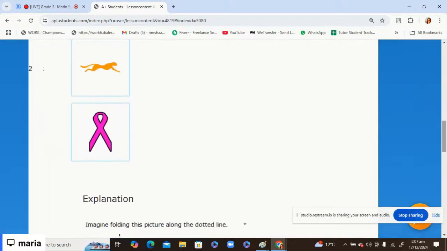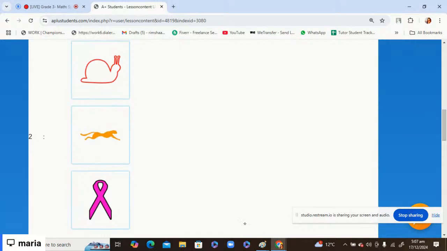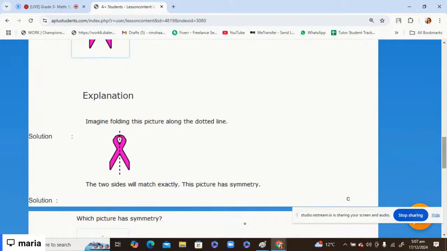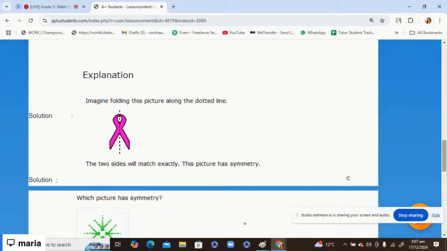Look at all of these shapes. When you cut this one, this is the head and this is the foot, so they are different. Here is the shape of this line, which is also different. When you cut this ribbon into two equal parts, left and right parts are the same.